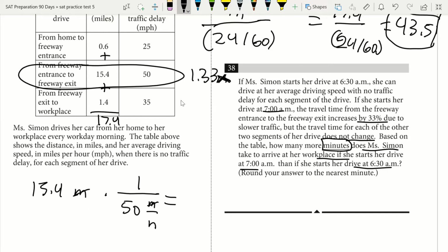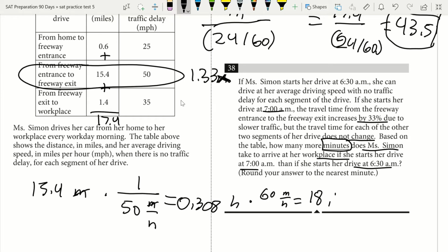Okay, so we're going to have 15.4 over 50. When we do that, we get 0.308 hours. So 0.308, that's H for hours. We have to convert that to minutes by multiplying by 60 minutes per hour. Plug that in the calculator. That's going to give us 18.48.